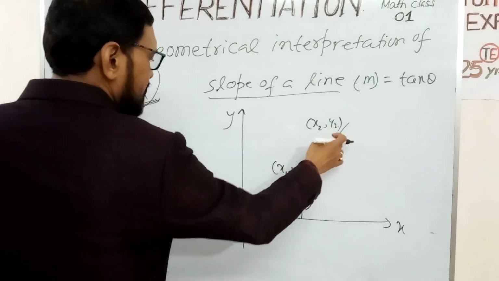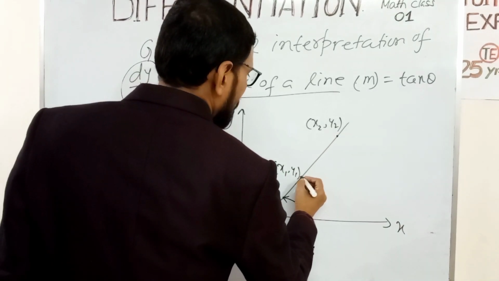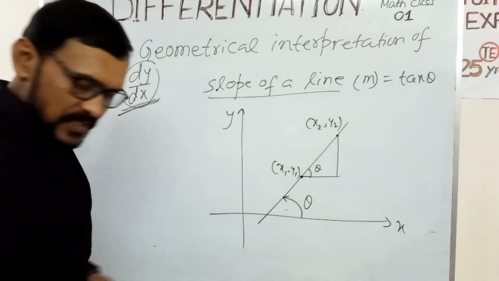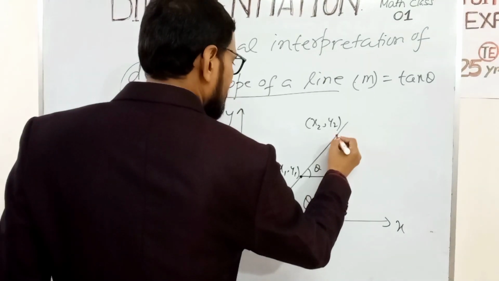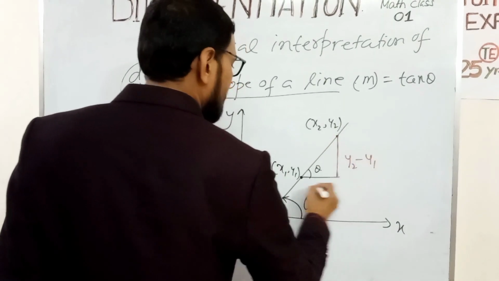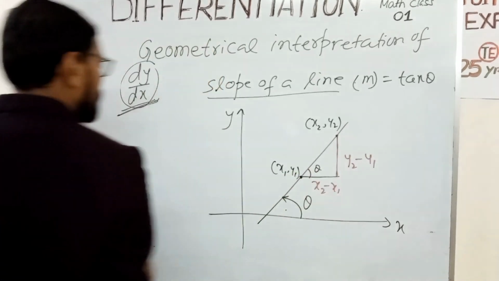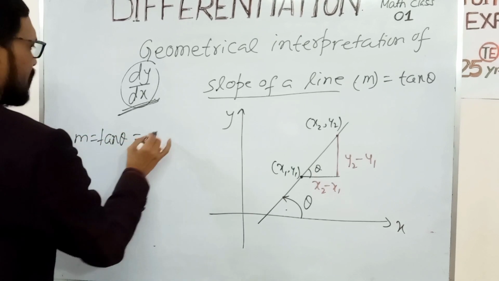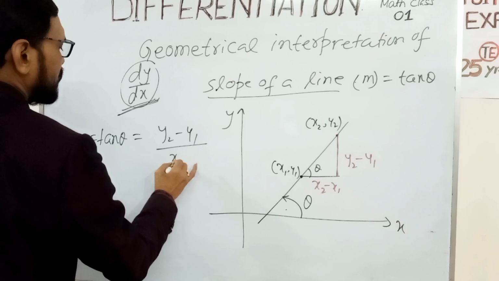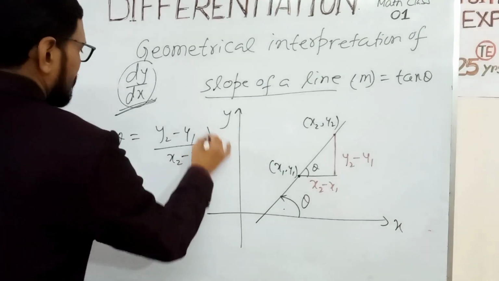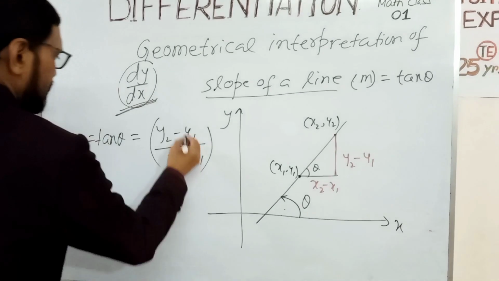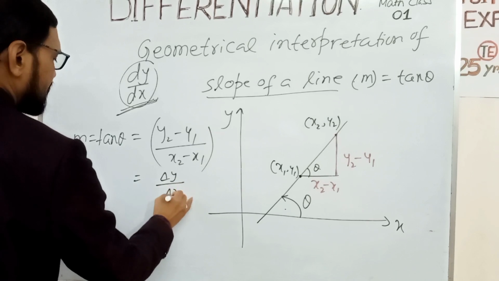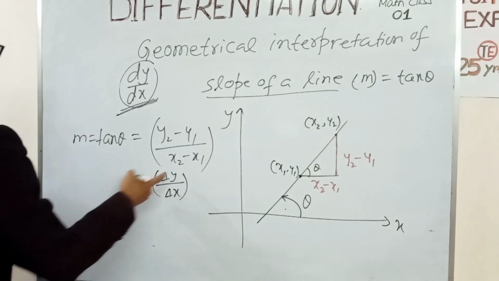Now two points on the line are these. What is the slope of the line? If this is theta, then this becomes theta, this becomes theta. Now this is y2 minus y1 and this becomes x2 minus x1. So tan theta equals (y2 minus y1) by (x2 minus x1). This is called change of y, denoted by delta y, and change of x is delta x. So m equals delta y by delta x.